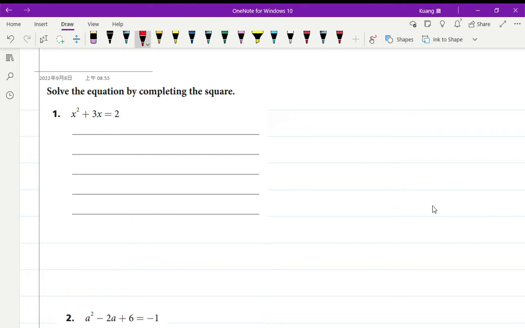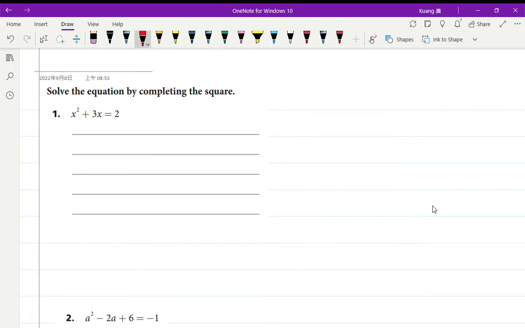First, 2.3, solve the equation by completing the square. Okay, so you must use this method. If in the exam you use another method to solve the equation, I cannot give you a point. You show me the process, show me you know how to solve by this method.